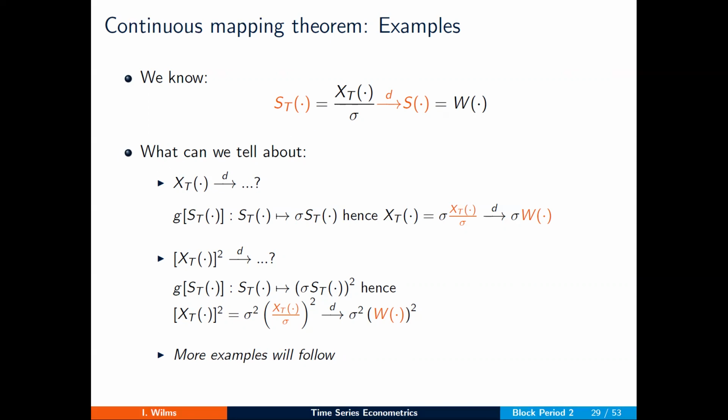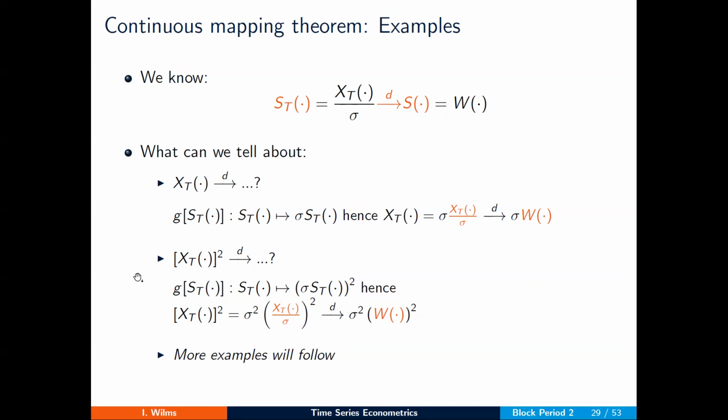So let's look at two examples. The first one where we just have X_T. And we need to determine the limiting distribution. So what is the functional g in this case? Well, it takes this guy over here as an input, and it multiplies it by sigma. So we know that X_T converges in distribution to the same transformation g of our standard Brownian motion. So we also need to multiply this guy over here by sigma to establish this result.